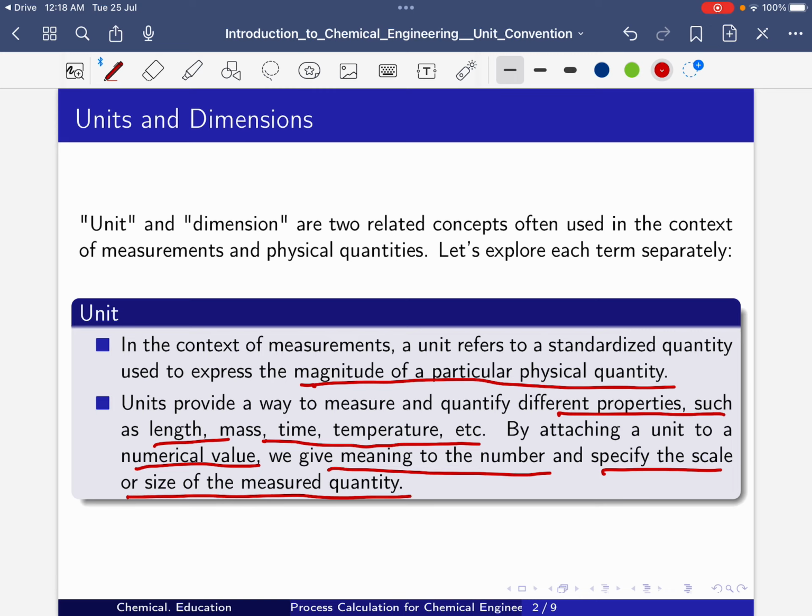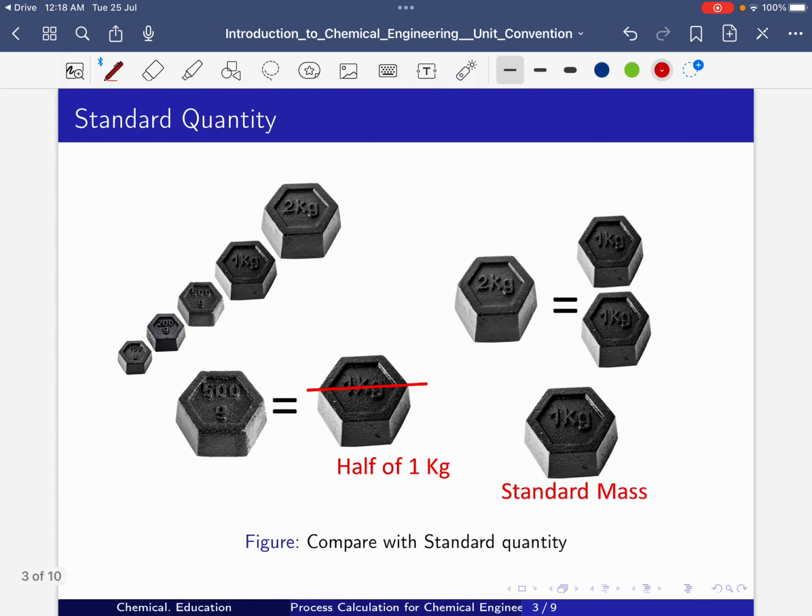of the measured quantity. Now, how do you measure? Suppose you want to measure the mass of this object. First we have to standardize the physical quantity. For mass, the standard mass we consider is 1 kg. Standard mass is 1 kg.